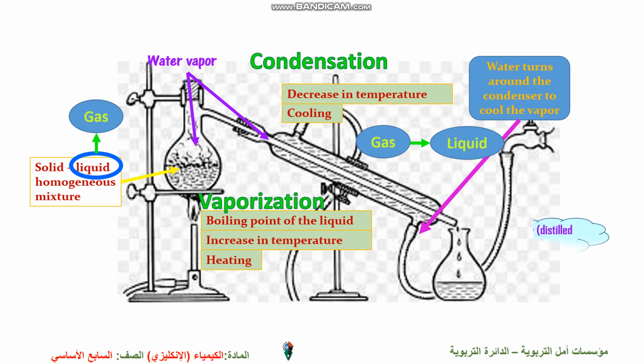The liquid will go down to the Erlenmeyer flask. So here I get pure water, which is called distilled water. In general, this liquid is called distillate. Okay, this is the distillation, simple distillation. Let's observe this video to understand it well.